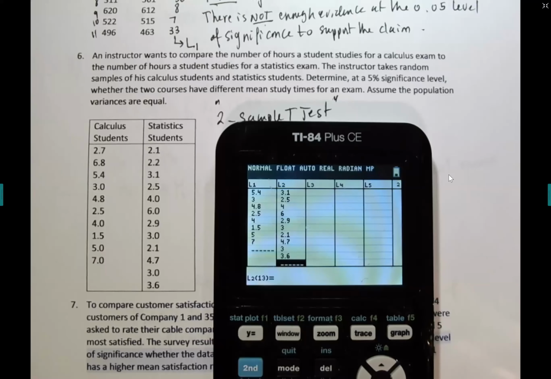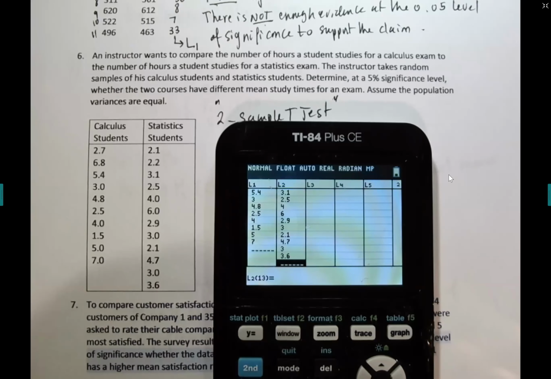So an instructor wants to compare the number of hours a student studies for a calculus exam to the number of hours a student studies for a statistics exam. The instructor takes random samples of his calculus students and statistics students, determine at the 5% level of significance whether the two courses have different mean study times for an exam. Assume population variances are equal.